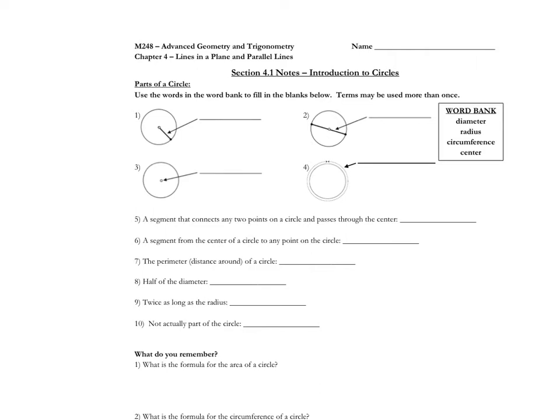The diameter is the one that goes through the middle and goes all the way across. Okay. The spot in the middle is the center, and the radius is the one that starts at the center and goes to a point on the circle. And then the circumference is the one that goes all the way around. So kind of what you guys like to think of as perimeter.